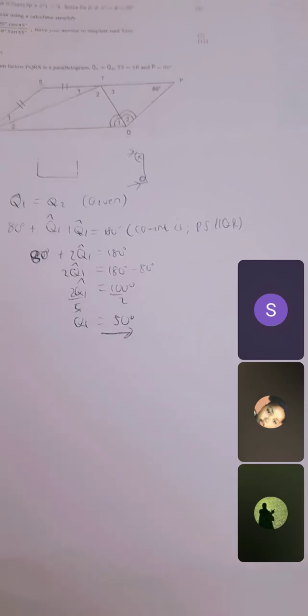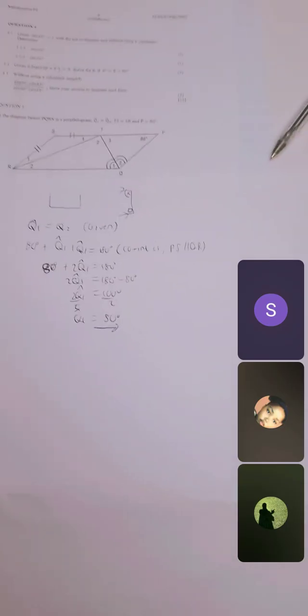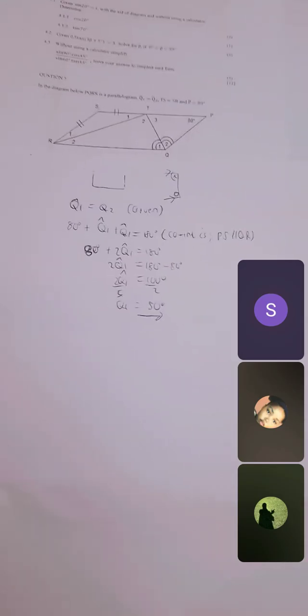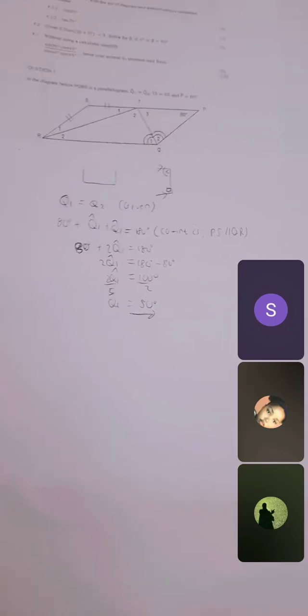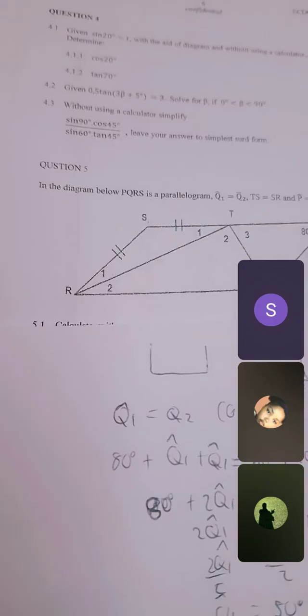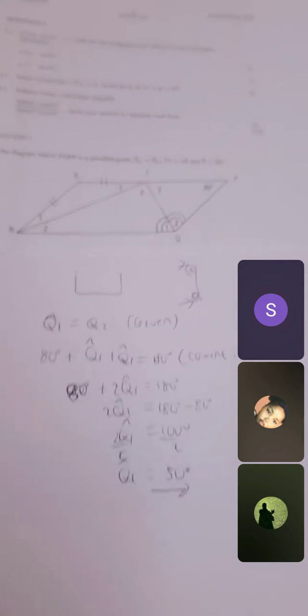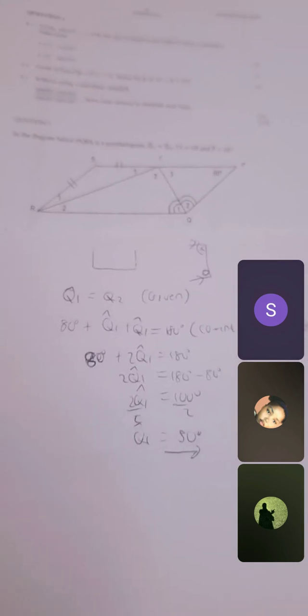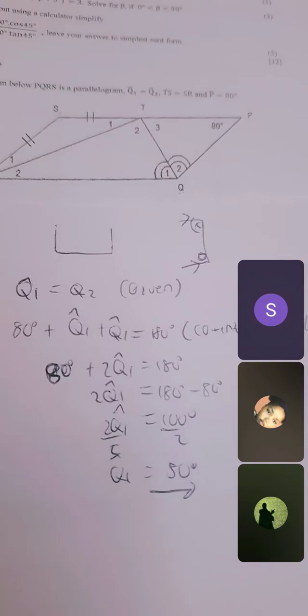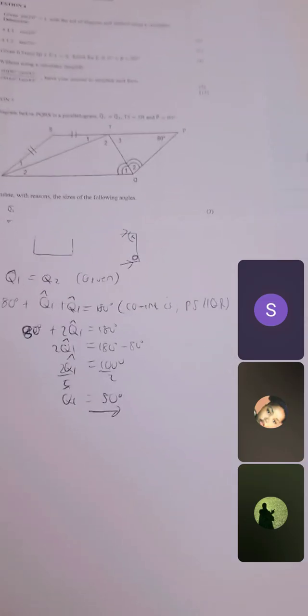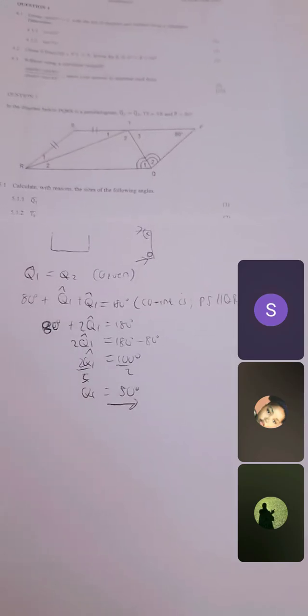These are the things, guys. For Euclid, Euclid requires you to see even the things that don't seem too obvious. So as I said, when the statement says in the diagram below PQRS is a parallelogram, then it means everything that relates to a parallelogram is going to be true. And we then need to relate it to the diagram that we have so that we can get the next and the next angle.